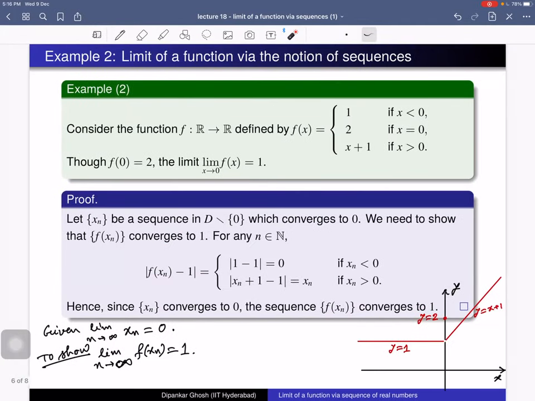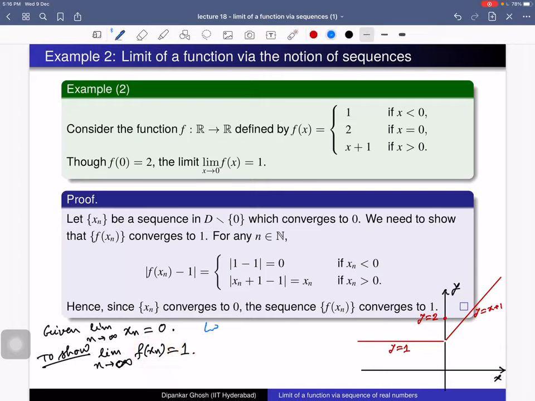Consider a sequence in the set D minus 0 which converges to 0. This is an arbitrary sequence in this set converging to 0. We need to prove that the sequence f of x_n converges to 1. So it is given that the limit as n tends to infinity of x_n is 0, and we need to show that the limit as n tends to infinity of f of x_n is 1. How to prove it? We want to show that 1 satisfies the epsilon-N condition for this sequence.